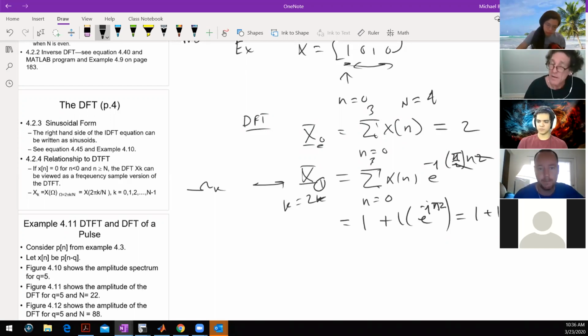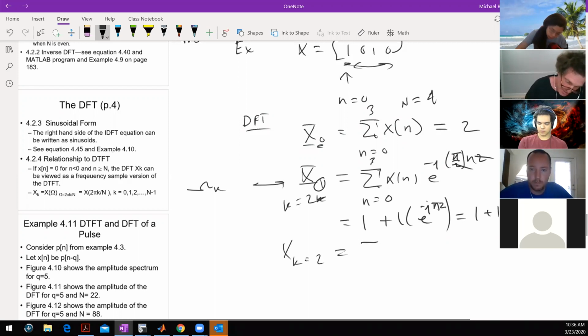I did not see what just happened. I'm confused as well. Let's do this. X of 2. That's k equal 2. Now, what is that mathematically? It's still the sum of x of n times e.